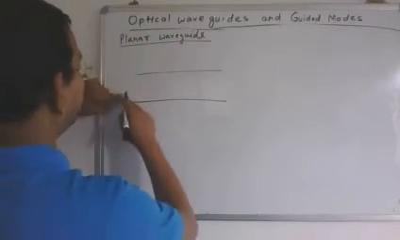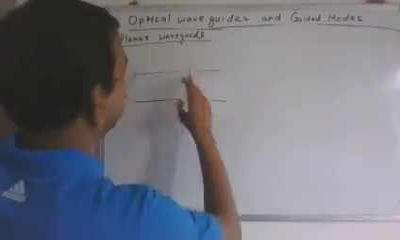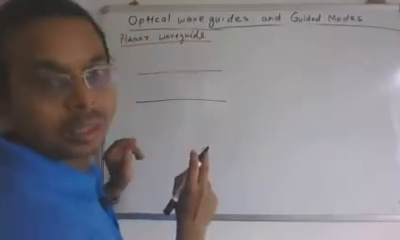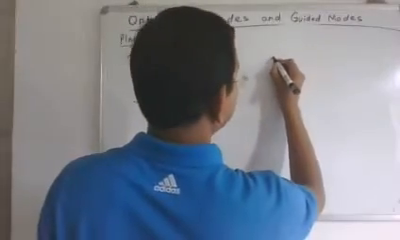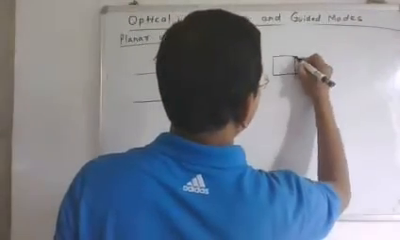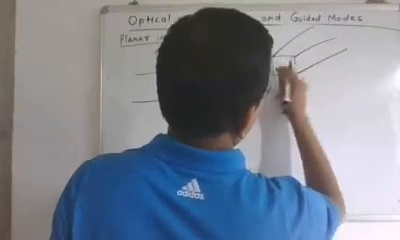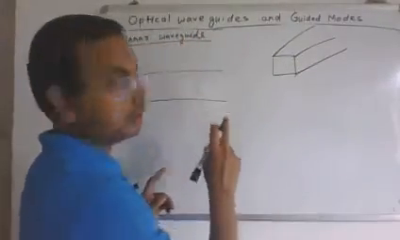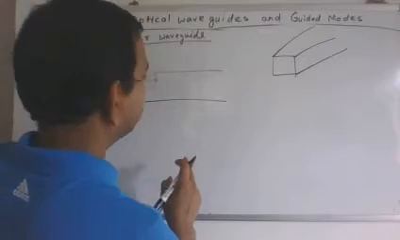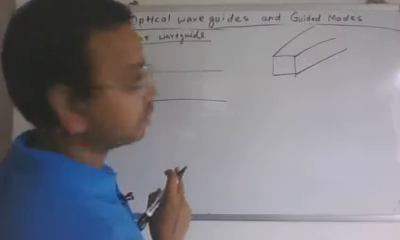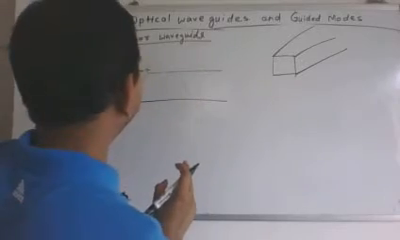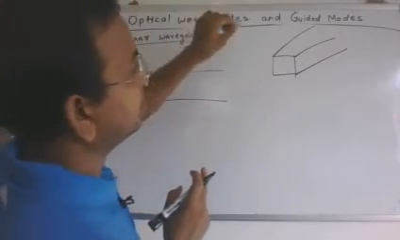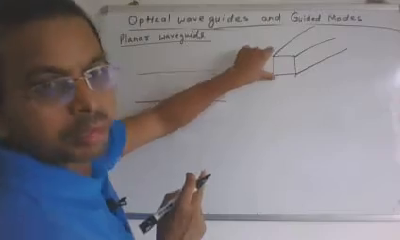When we launch light within this, it may be confined within it, and there will be a 3D waveguide also. Suppose this is my 3D structure and we are drawing this. So this is a 3D waveguide and this is a 1D, 2D planar waveguide. So these are all called planar waveguides. This is a two-dimensional planar waveguide and this is a three-dimensional planar waveguide.